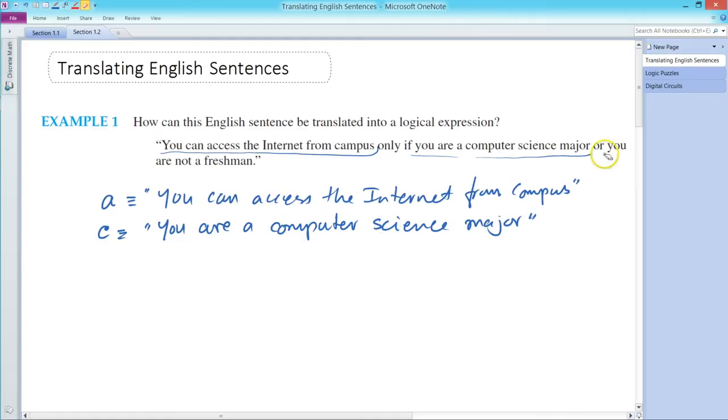If you look at the third component, it says you are not a freshman. Now, we can represent this with a logical variable, but I want to point out something over here: it's always a good practice to represent the positive form of the statement using a variable. So in this case, I'm going to use the variable f to represent you are a freshman.